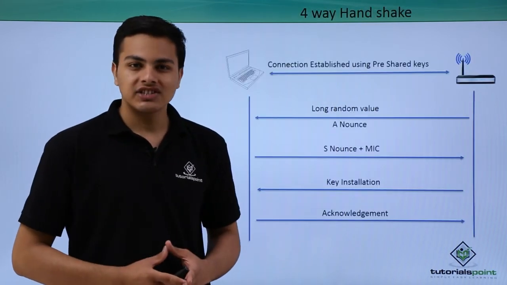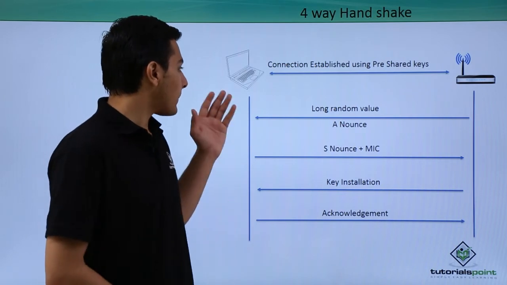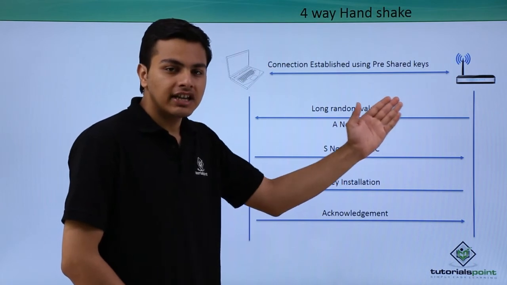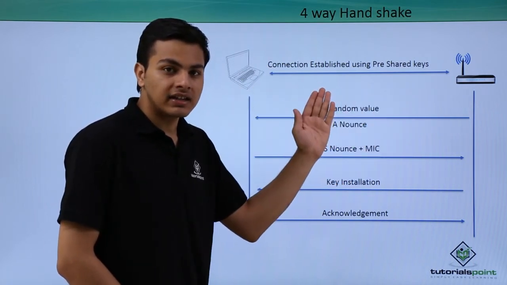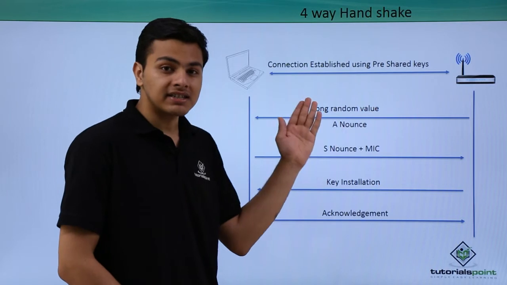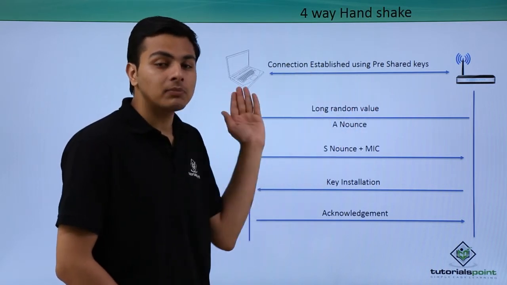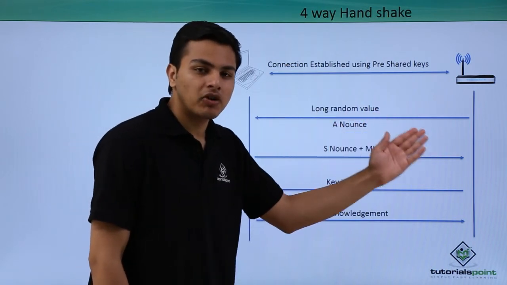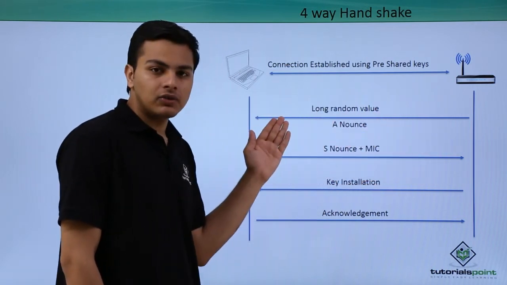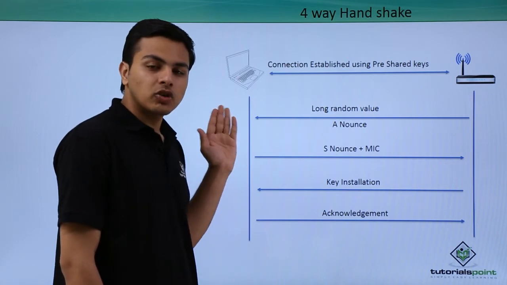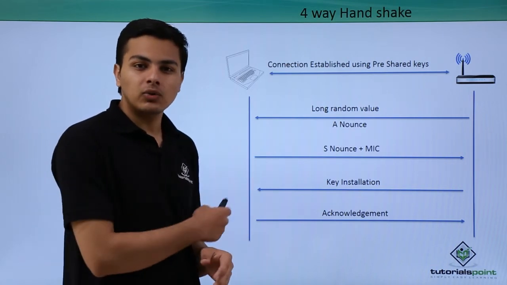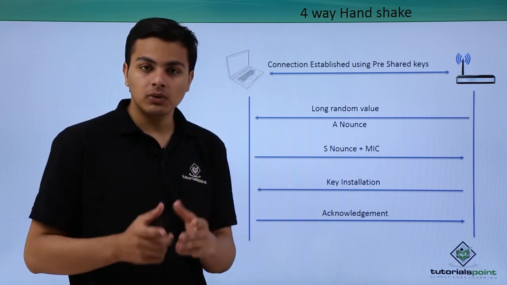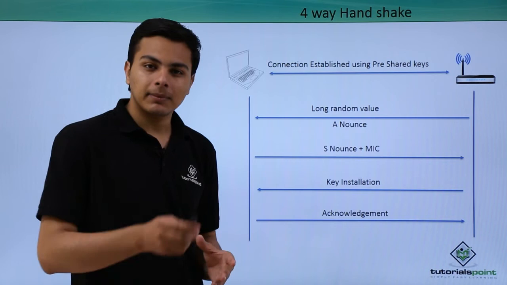Now let's see how the four-way handshake works. You can see here that once our connection is established between the client and access point, the client and access point must have pre-shared keys on both sides. Once the connection is established, our access point will send a long random value to the client. So why is our access point sending a long random value to the client? Because instead of static keys, WPA and WPA2 use dynamic keys in order to encrypt our session.